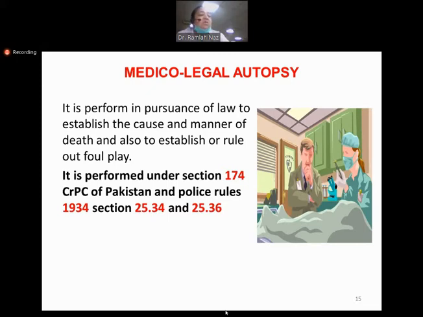If it's unnatural, then we have to look for the reason behind it, either homicide, suicide, or accidental. So we have to establish all the parameters. It is performed under a section, because we live in Pakistan, so we have to know our legal system, under which section we are performing it, or under which documentation we are doing it. So it is performed under section 174 of the Criminal Procedure Code, that is CrPC, of Pakistan, and Police Rules 1934, sections 25.34 and 25.36.